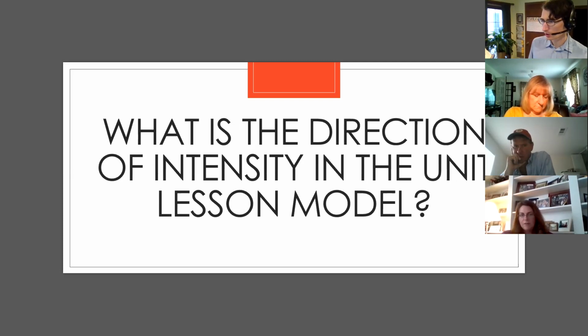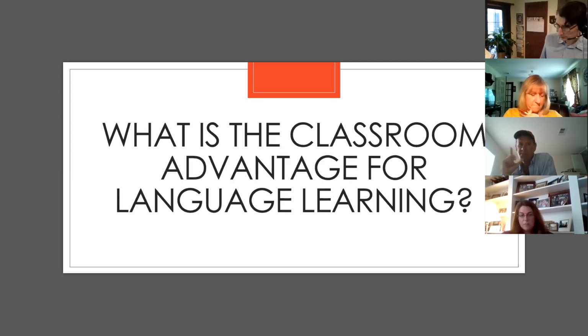What is the direction of intensity in the unit lesson model? This is the one that we showed today. What was the direction of intensity? That was from the bottom up. The beginning steps, exactly right. Beginning of the lesson towards the end, it became harder and harder. Next. What is the classroom advantage for language learning? The opportunity to communicate with other students, or classmates. Exactly right. Okay.